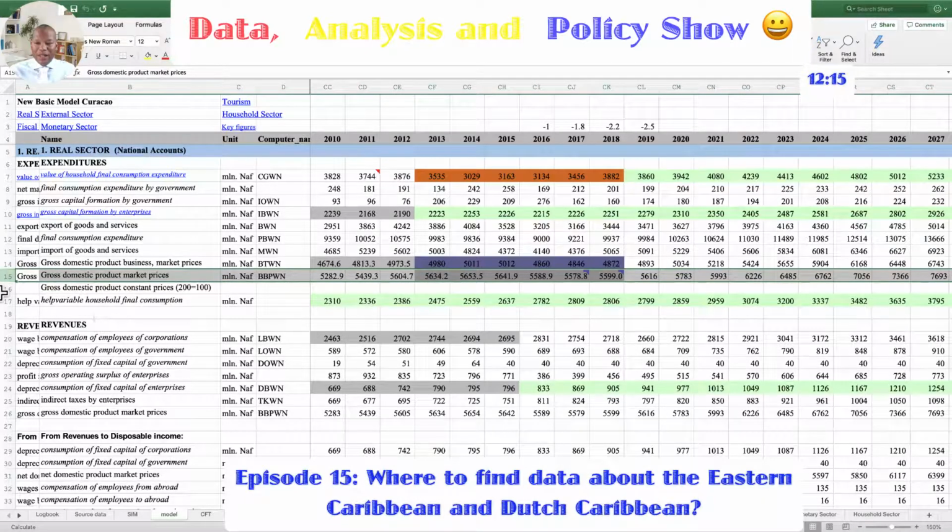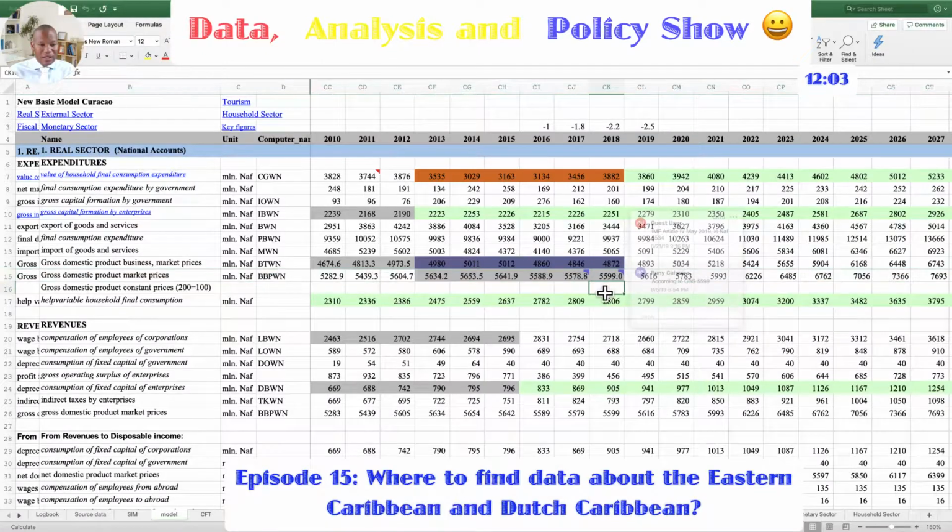So here you see the indicator, the name of the indicator, gross domestic product, that's the economy. And then it is in guilders. And then this economy row shows you how much the gross domestic product is in 2018. It is 5.5 billion guilders. So it gives you exactly, these are the guilders, and 5.5.